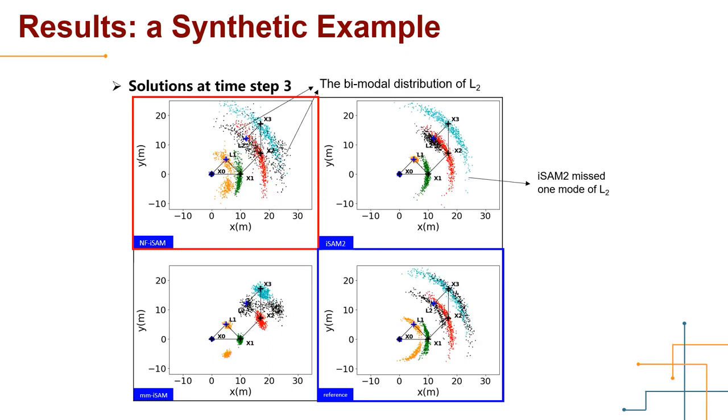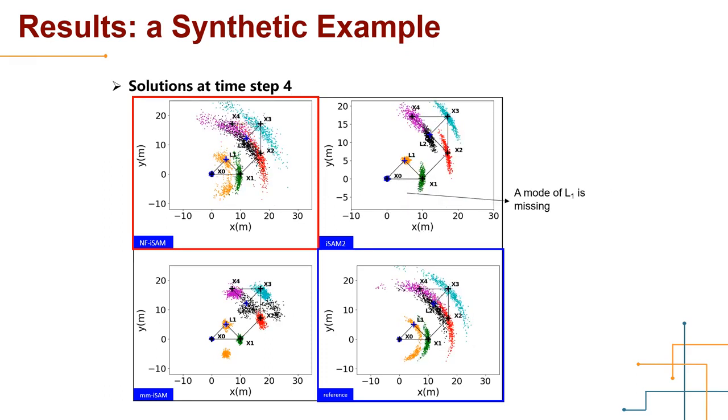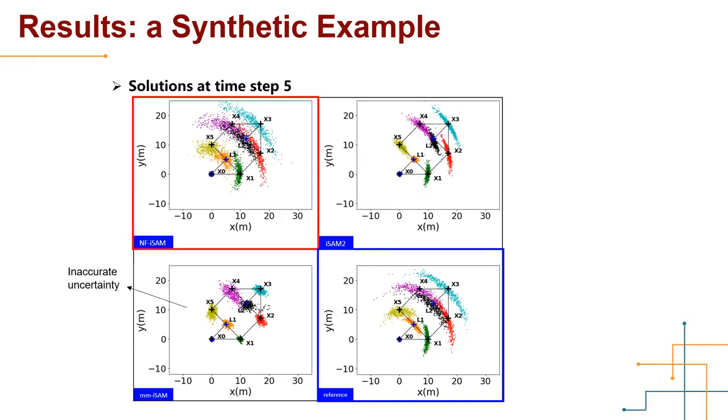This is the posterior distribution of time step 3. This is the posterior distribution for time step 4. NF-iSAM solution and the reference solution are very much alike. At the final step, since there are sufficient measurements to landmarks, all the methods can pinpoint the landmark location by unimodal distributions. However, NF-iSAM captures the posterior uncertainty with the best accuracy.